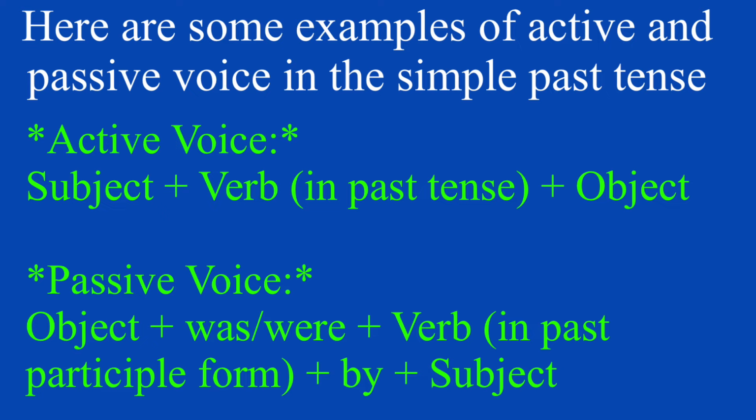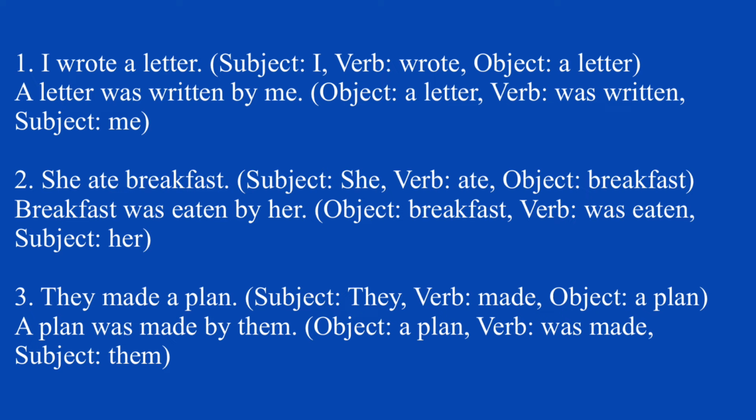Structure in active voice: subject, verb, object. Passive voice: object, was as the helping verb, V3, by the subject. If you go through this structure, there is no point in making mistakes when changing from active to passive voice. Here I is the subject, the verb is wrote, the object is a letter. When we change it to passive voice: a letter was written by me. So object a letter, verb was written, subject me.